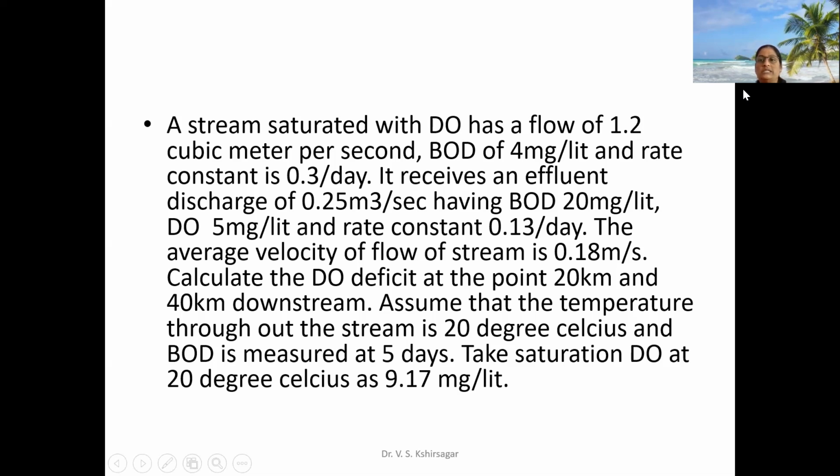We have studied about the various stream pollution, and in stream pollution how the water gets regenerated or self-purified because of the presence of natural activities. On the basis of that, we are going to solve the problem.